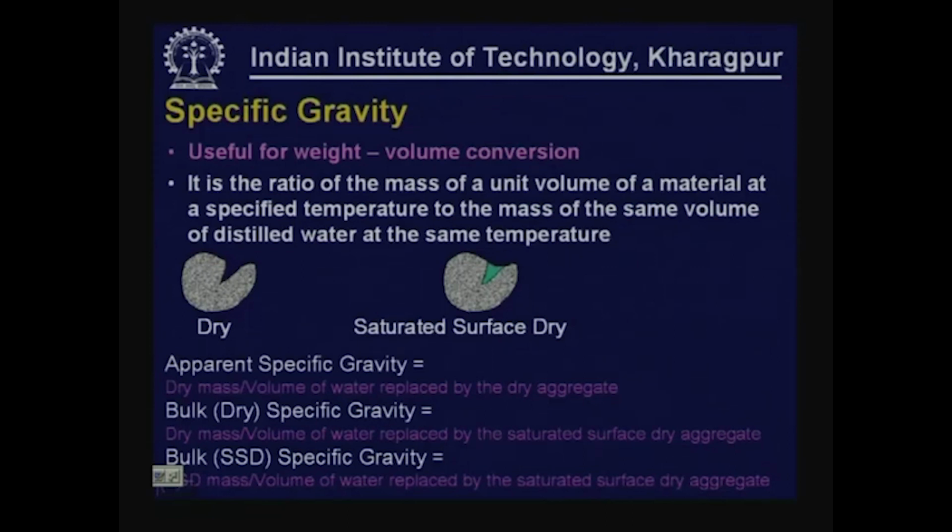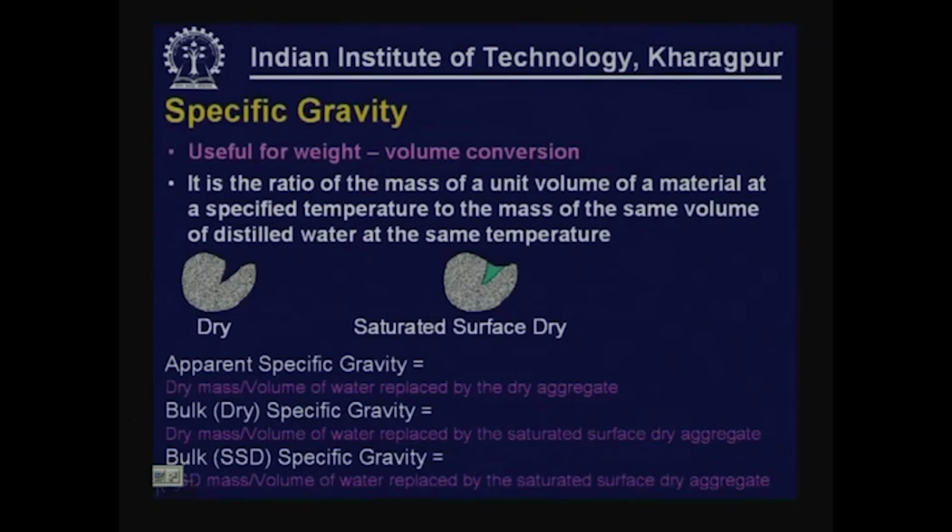Apparent specific gravity is by taking the dry mass without any water and the volume of water replaced by dry aggregate. We are considering only the volume of dry aggregate, whereas in the case of bulk specific gravity, we consider the total volume, including those volume of pores which are penetrated by water.